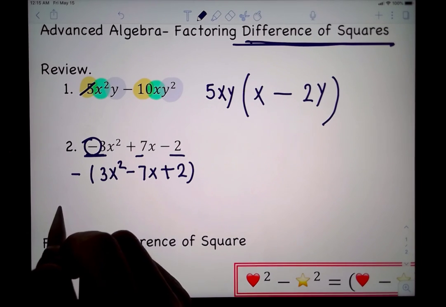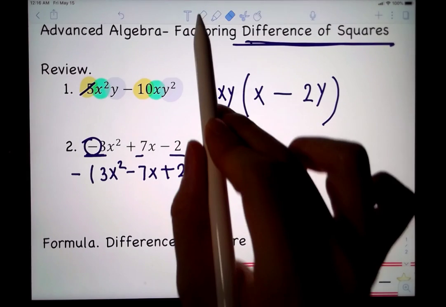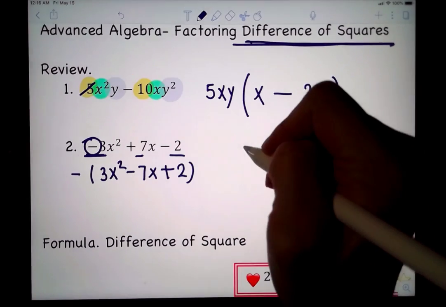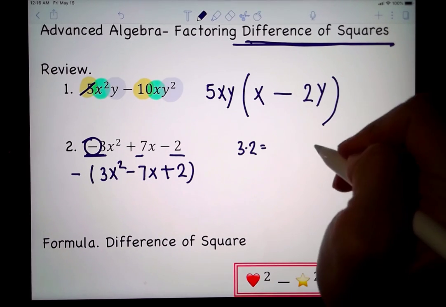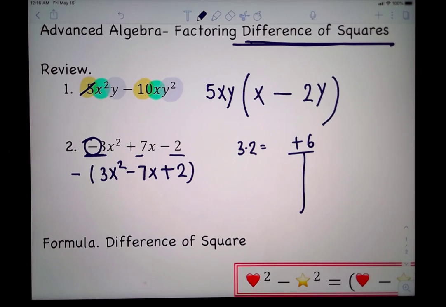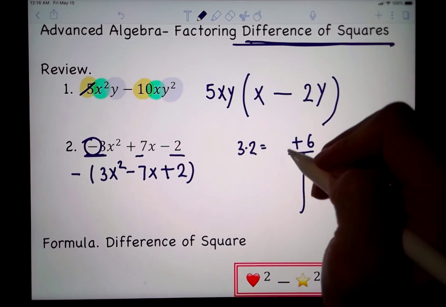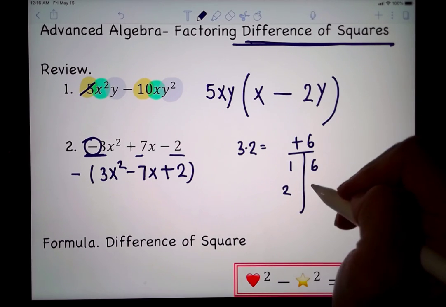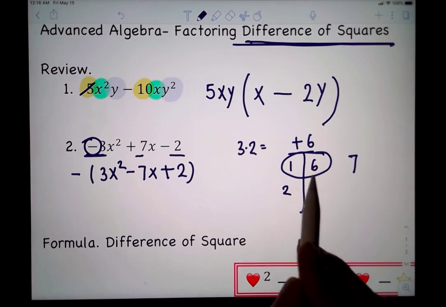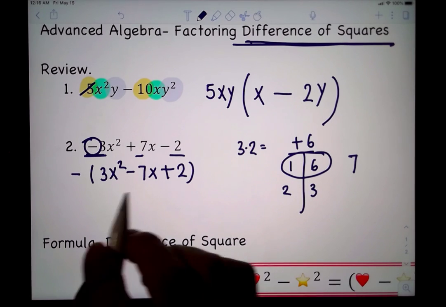So when you have any negative in front of the expression, always factor by negative. Now we do the AC method, because there's nothing else to do. I multiply my AC, 3 times 2, which is positive 6. We are looking for a sum of 7. It's 1 and 6, or 2 and 3. 1 and 6 makes 7, when you add 1 and 6 you get 7. So this is my factor pair.